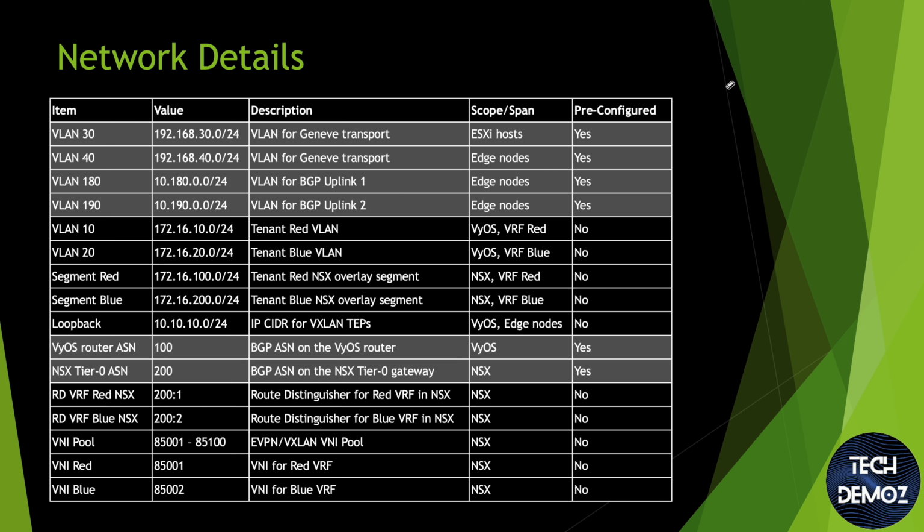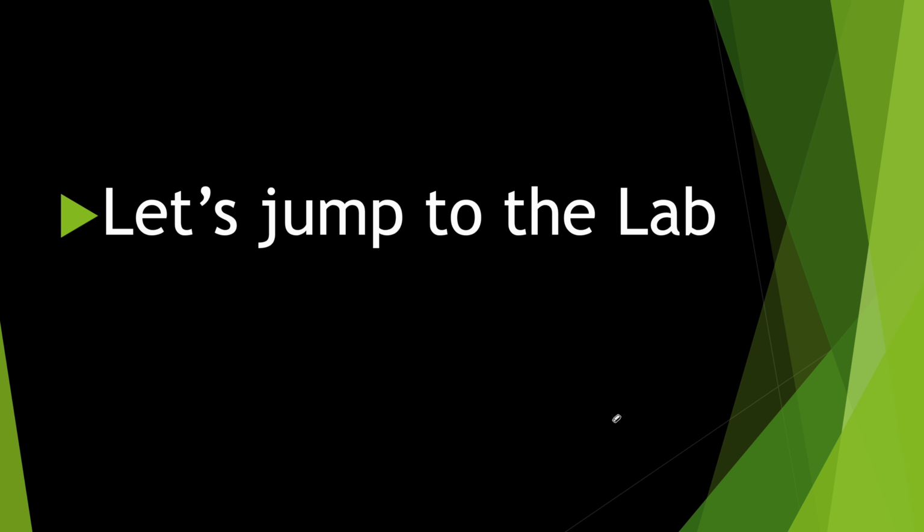So this is our network detail, where the highlighted items are pre-configured. This is already configured in the lab, where we have the edge ESXi host and edge nodes, all pre-configured, and we have also established the BGP connectivity, as well as the BGP AS numbers and so on. What we are going to achieve is configuring the rest, all the points I have highlighted now, which belong to the EVPN. So let's jump to the lab.